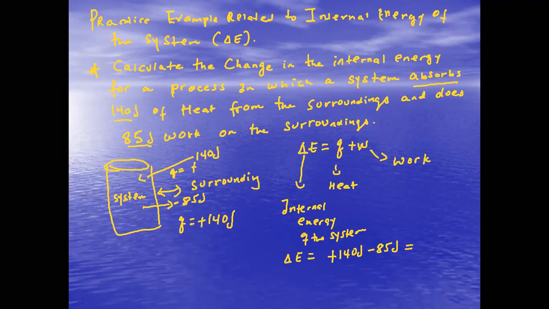You see? That's how the understanding comes. So what would be the internal energy of the system? That's going to be minus 85 plus 140. I'm sure you have a calculator with you. You can help me on that. It is 55. Plus 55 joules is the remaining internal energy of the system. It absorbs 140, however, it does work with the value of 85 joules on the surrounding.